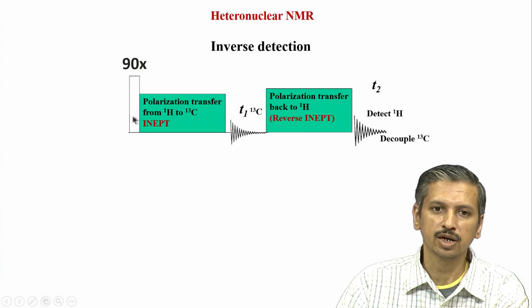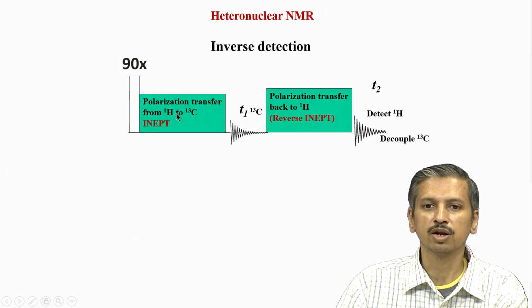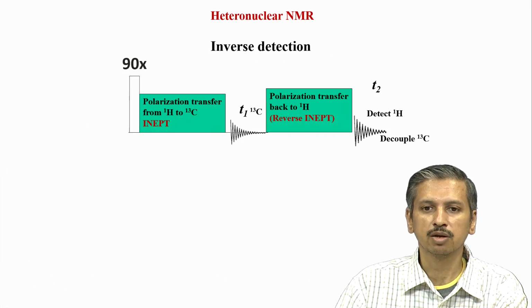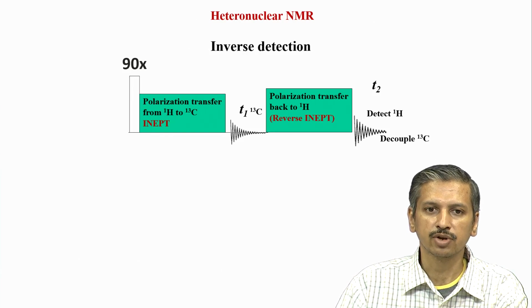So what has happened here? You have started from proton, and magnetization was transferred to its nearest neighbor carbon. This is something you have to be very careful about and remember. When I say I am transferring a polarization from proton to carbon, I am doing it for the very nearest carbon which is available, and that is the directly attached carbon. So that is not some carbon which is far away.